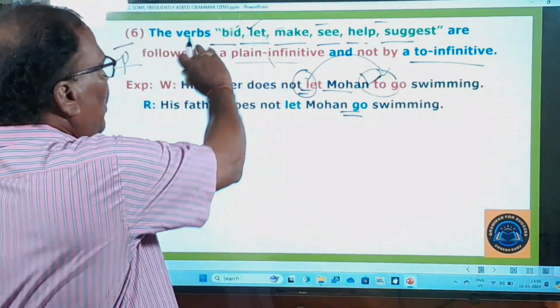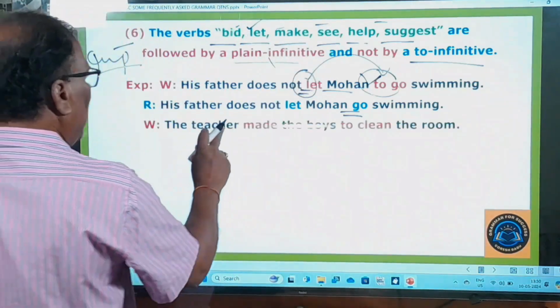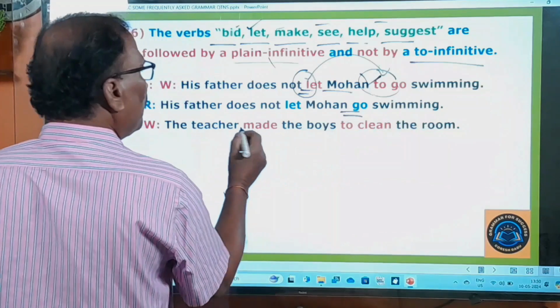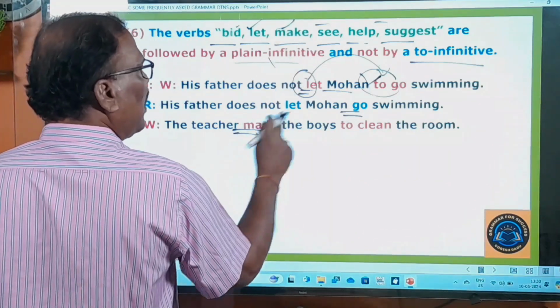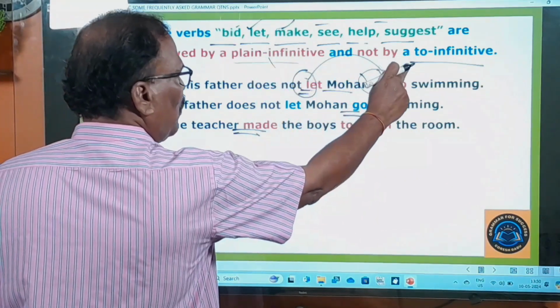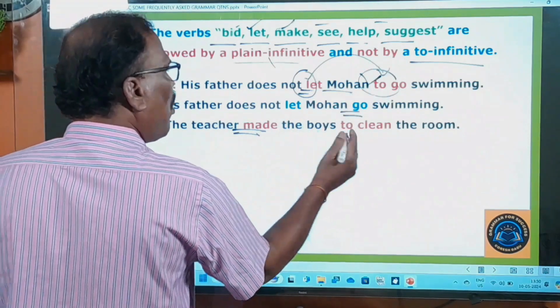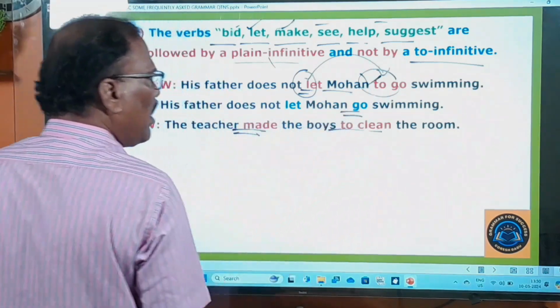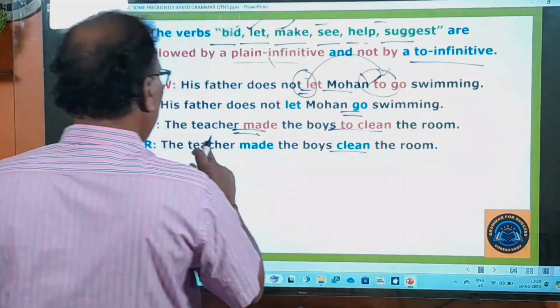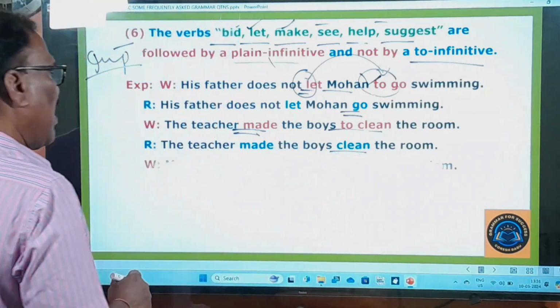So therefore, keep these verbs in your mind. Here, the teacher made the boys to clean the room. This verb make is also there. It will also take a plain infinitive and not the to infinitive. To clean is not correct. What should you say? Clean. The teacher made the boys clean the room.